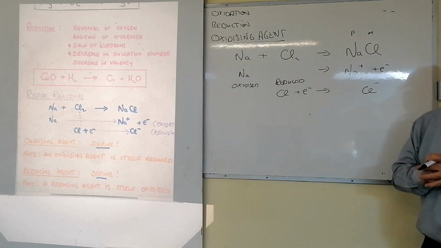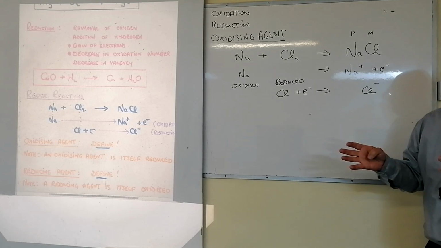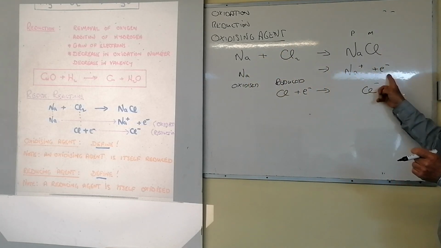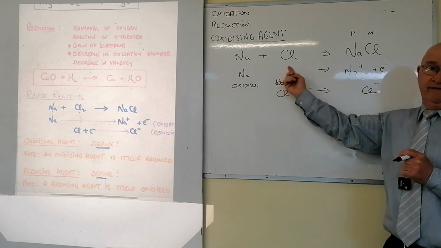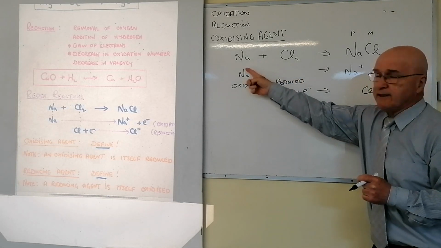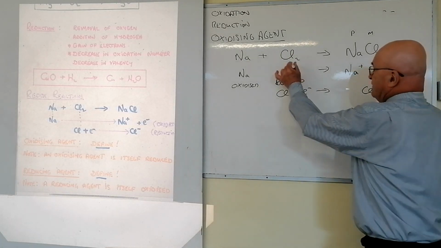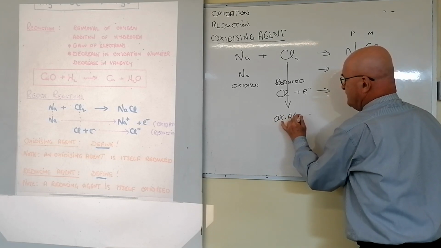Now we're talking about the oxidizing agent. The oxidizing agent is the substance which helps oxidation to occur. Oxidation is the loss of electrons. The substance which assists with this loss by accepting the electron lost there is called the oxidizing agent. So that, of course, is the oxidizing agent.